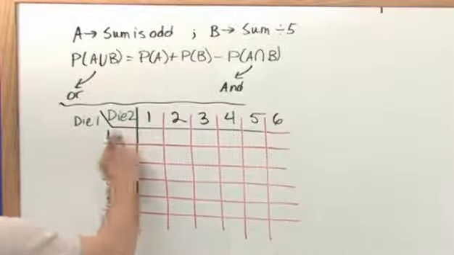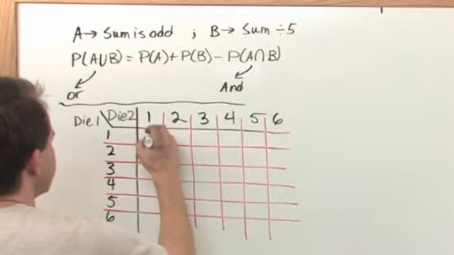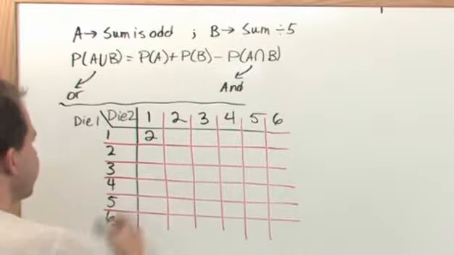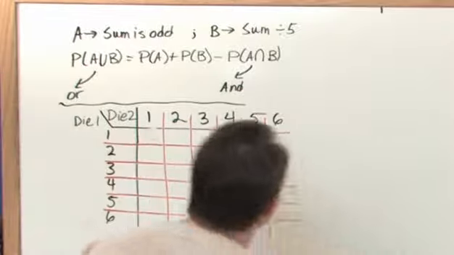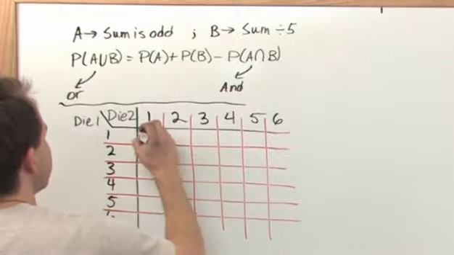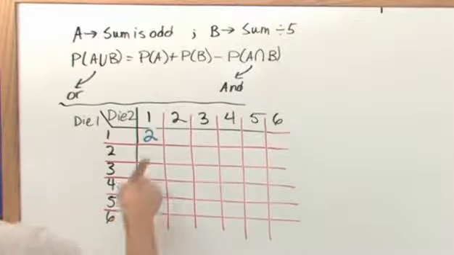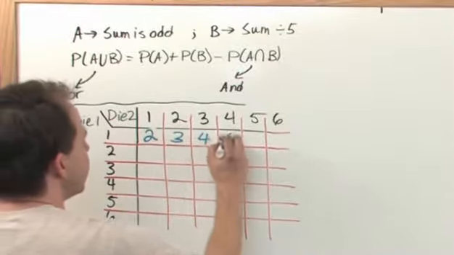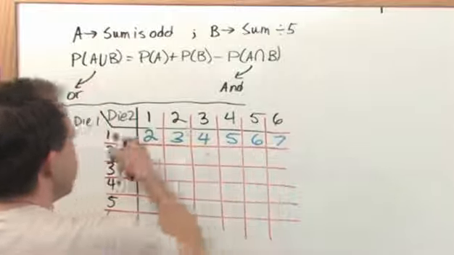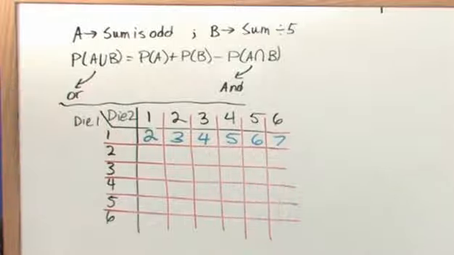If I roll a 1 and a 1, the sum is going to be 2. Actually, you know what I'm going to do to make it easier, I hope? The sum is 2. Okay? 2 and 1 are going to give me 3. 3 and 1 is going to give me 4, 5, 6, 7. 6 plus 1 is 7. So this is going to be a simple table to fill in.